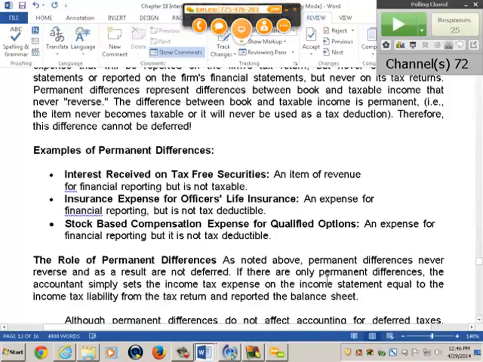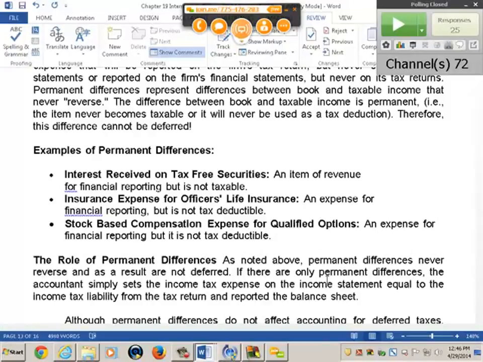Tax-free interest. You know that it's income on your books, but it's not taxable. Insurance expense for officers' life. Every major company has a policy on their CEO, and those premiums are not tax deductible. They're expenses. The death benefits, by the way, are not taxable. Compensation expense for qualified options. There is no expense deducted for qualified options.